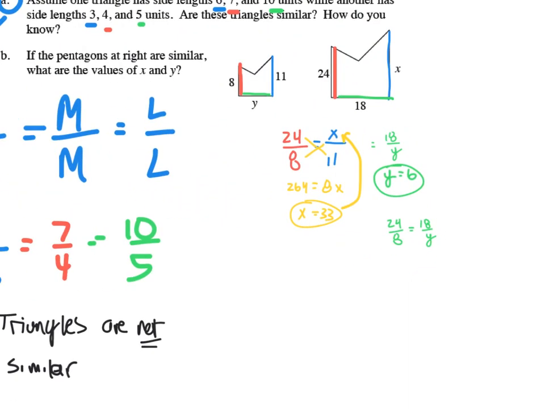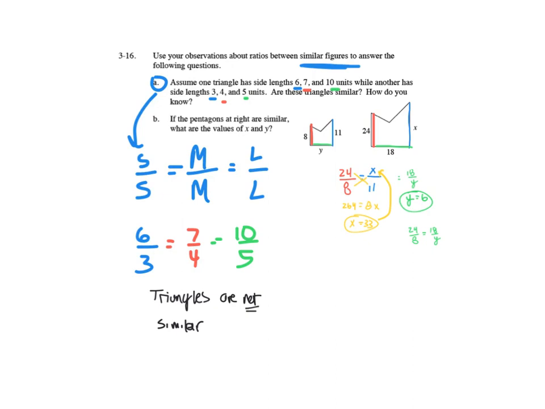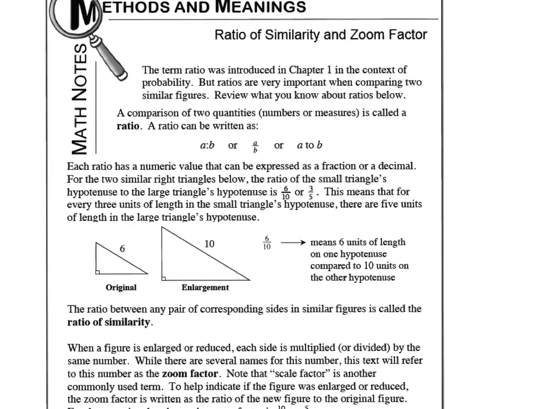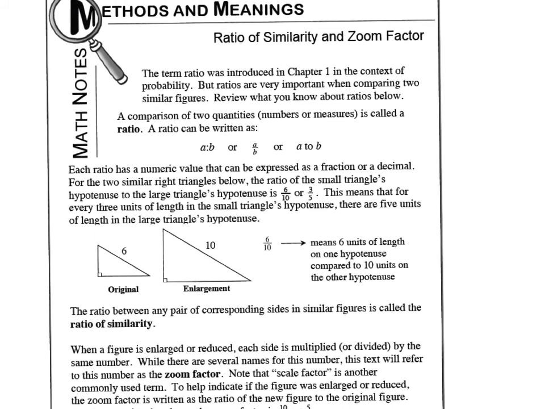So the main point of what we were trying to get across today is summarized in the next slide, which is found here in the math notes portion, and it's talking about ratios of similarity and zoom factor. It says the term ratio was introduced in chapter 1, but ratios are very important when comparing two similar figures. A comparison of two quantities is what's called a ratio. And so specifically when we're looking at shapes like these triangles down here, we write a ratio of side lengths.